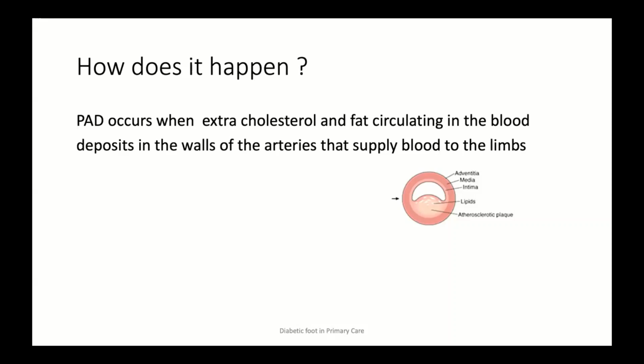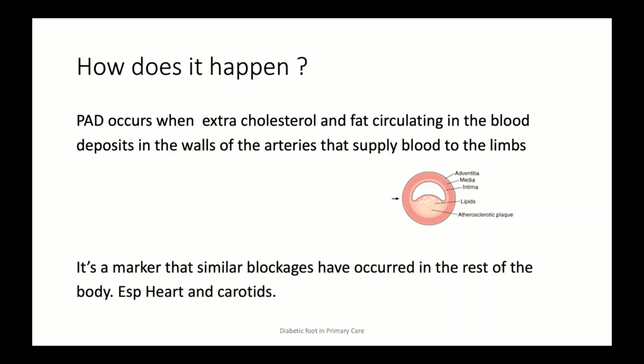So what happens is that, for whatever reason, excess cholesterol and fat deposit within the wall, and the wall therefore gets thinned, the wall gets blocked, and the lumen gets narrowed. As that happens, the blood supply to the limbs is going to get compromised. It's also a marker that this happens to the rest of the body, not simply in the feet or the legs.